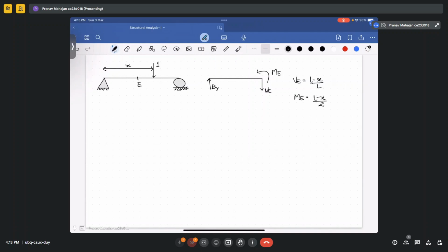Now if you draw the influence line diagram, how will you draw it? Suppose I am drawing the influence line diagram for By. So for By, at a particular point, it is coming out to be this. This is your point B, and it moves to this point. Okay. So this B to C is your ILD for By.